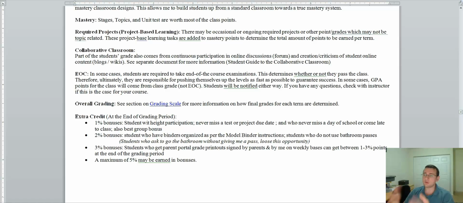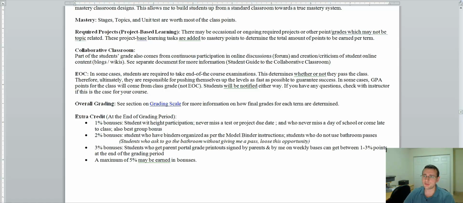Either way, you'll be notified as a student of what that is at the beginning of the year. If you have any questions about it, make sure you ask. But the EOC is definitely an important component if your class is an EOC component. In AP Biology classes, the grade comes from the class, but you don't get college credit unless you pass the AP Biology exam. All right?